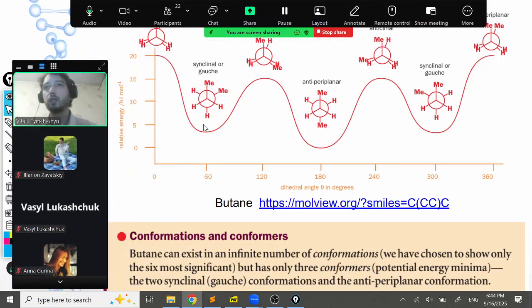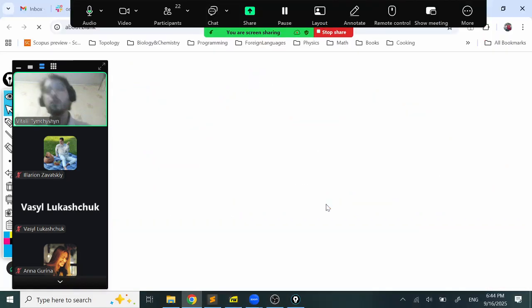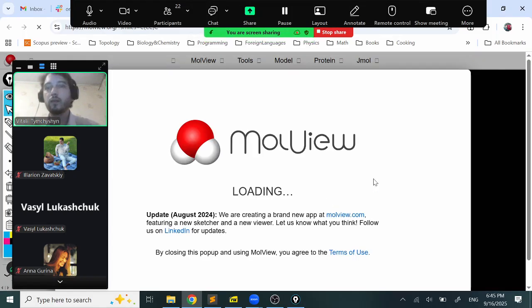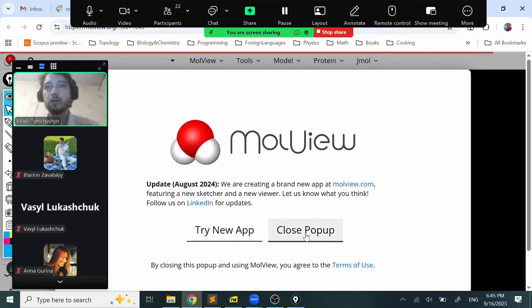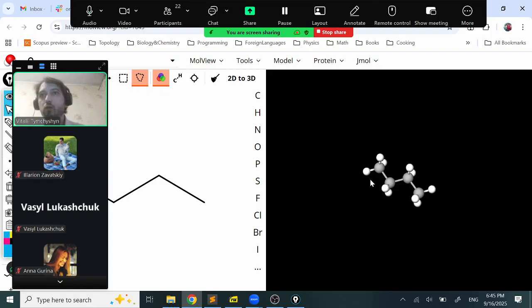Okay, one more example, butane. So here is butane. Here I have even a model for you that may make everything more simple. Okay, so here is butane. So you see how that looks like in 3D. And now we want to consider rotation around this bond.